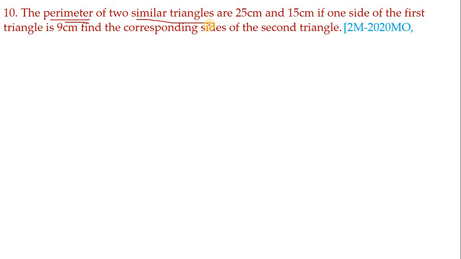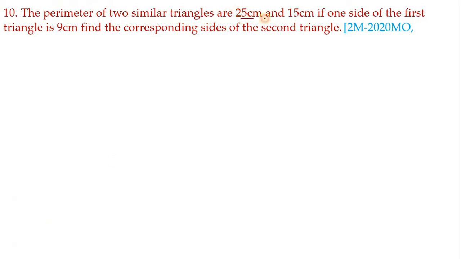Don't confuse area and perimeter. Whenever they talk about area, the ratio of areas of two similar triangles is equal to the squares of their corresponding sides. When area is there, it will be equal to the squares of corresponding sides. But when perimeter is there, it is not equal to the square. It is just equal to the ratio of corresponding sides. That's all.